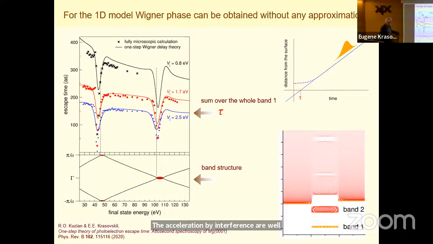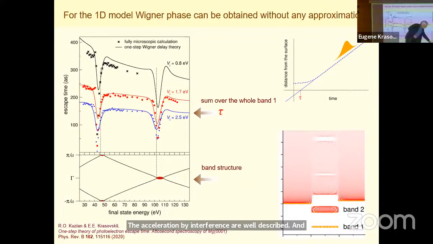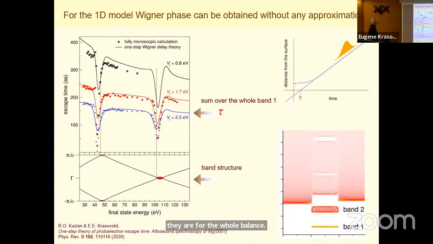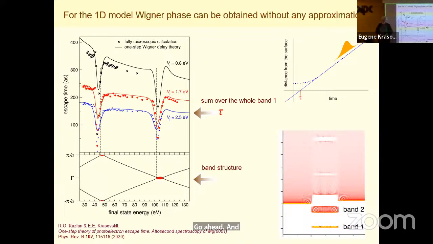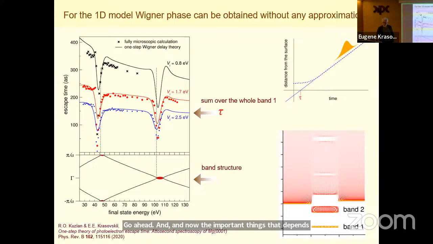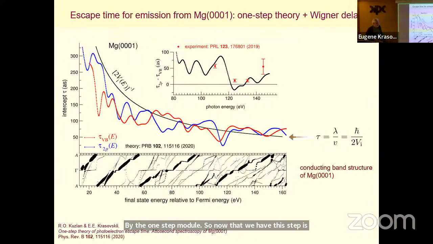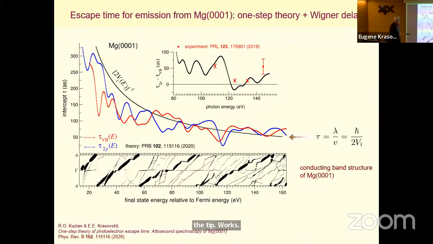And here the results are not for the localized state, so they are for the whole valence band, which simulates the photoemission from the Bloch state. So it's an average over the whole band. And another important thing is that the dependence on the inelastic scattering rate is also described correctly by the one-step model. So now that we have established that it works, let us address a realistic magnesium O1 surface.